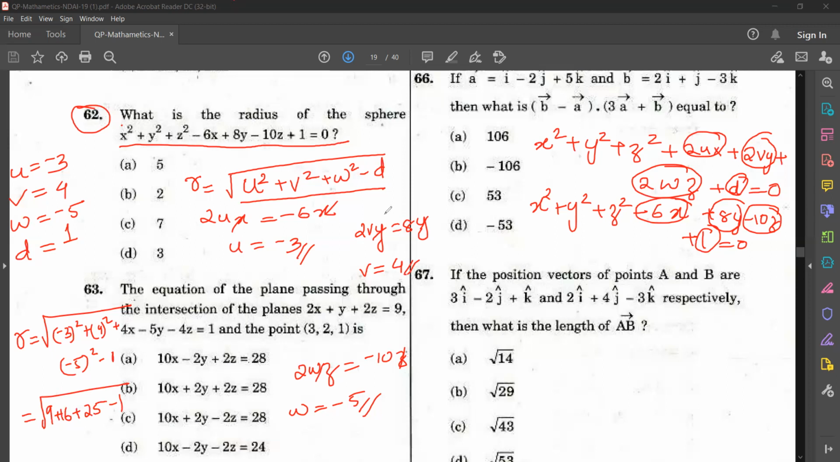So what did you get as answer? Root of 9 plus 16 plus 25 minus 1, root 49, isn't it? So root 49, that is 7. So the radius, here option C is the correct answer. 7 is the correct answer.